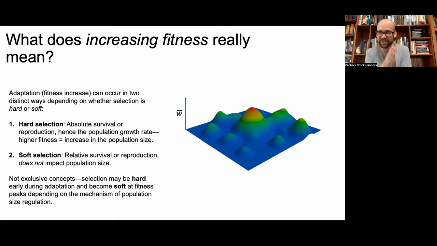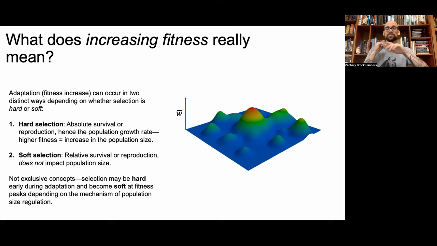But one of the things that we still should touch on is, what do we actually mean when we say increasing fitness? The whole point of the adaptive landscape is you're trying to reach points of high fitness. So what does that really mean, right? And this is often confused in the popular science discussion for the general audience, of what we actually mean when we're talking about increasing fitness. And this is because it depends on how selection is acting, and selection can act in two distinct ways.